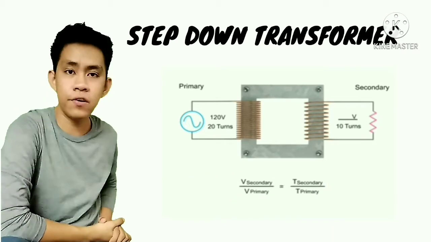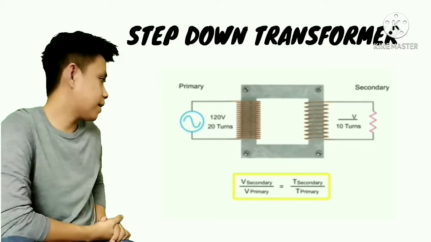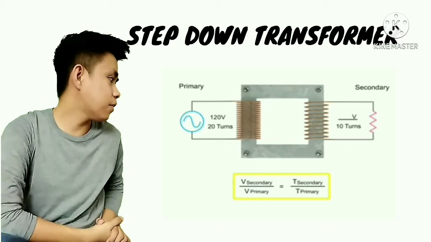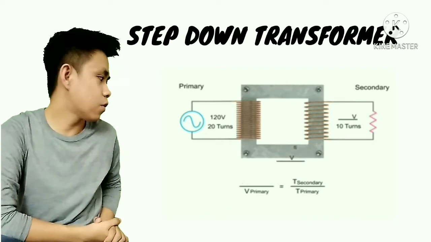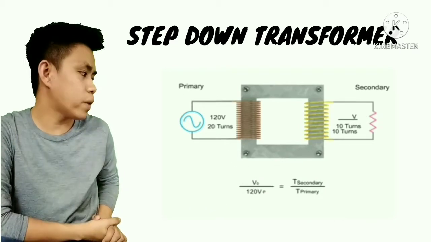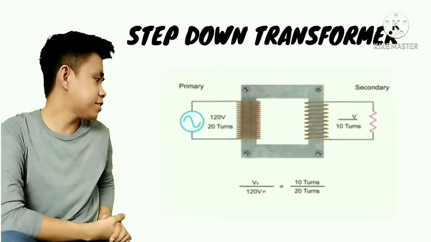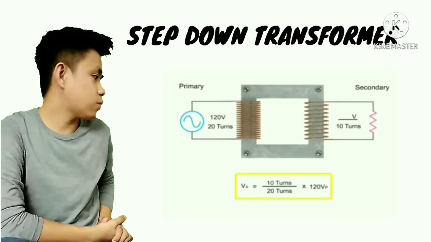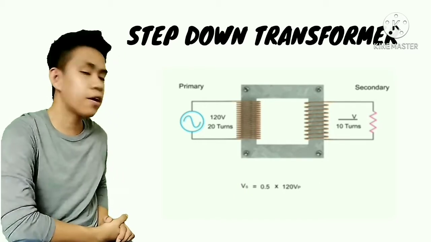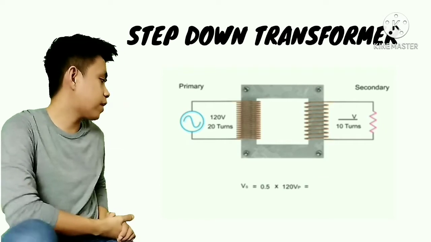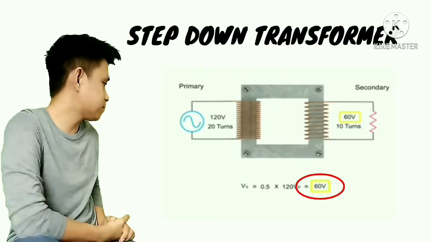V secondary over V primary is equal to T secondary over T primary. V is the voltage, while T is turns. So, V2 over 120 volts is equal to 10 turns over 20 turns. Then, 10 turns over 20 turns times 120 volt primary is equal to 0.5 times 120 volts. Therefore, the decreased voltage is 60 volts.